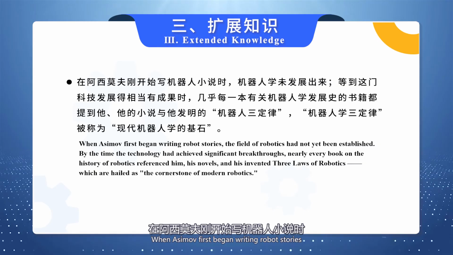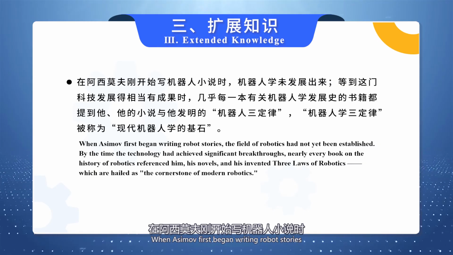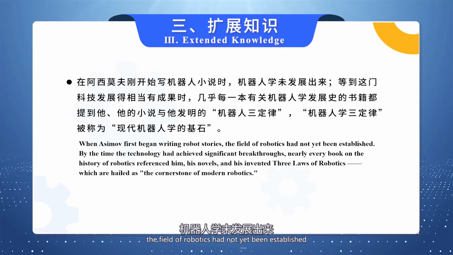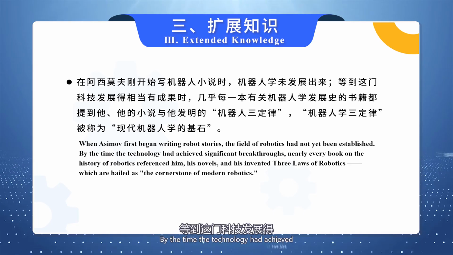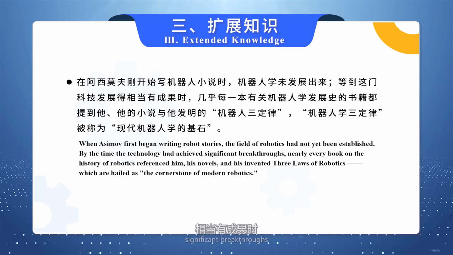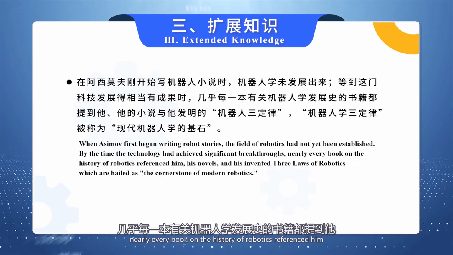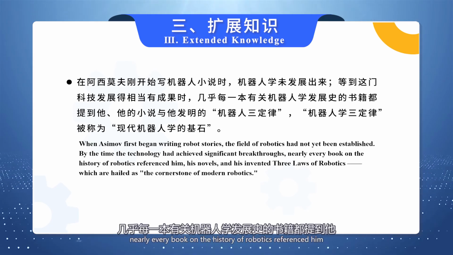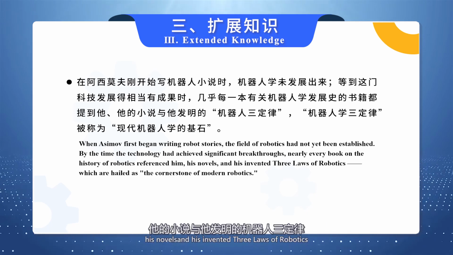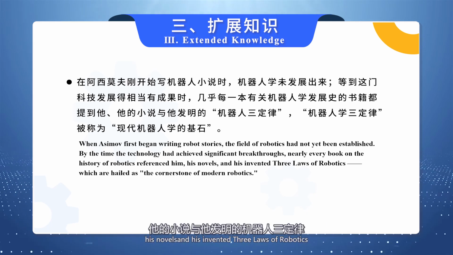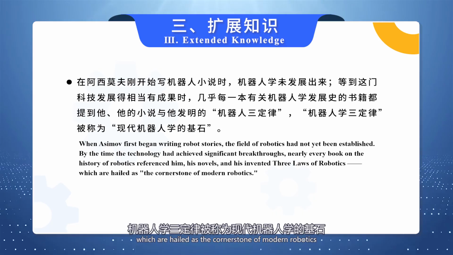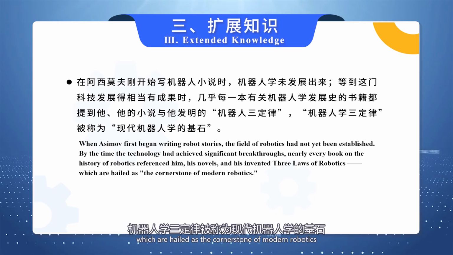When Asimov first began writing robot stories, the field of robotics had not yet been established. By the time the technology had achieved significant breakthroughs, nearly every book on the history of robotics referenced him, his novels, and his invented 3 laws of robotics, which are hailed as the cornerstone of modern robotics.